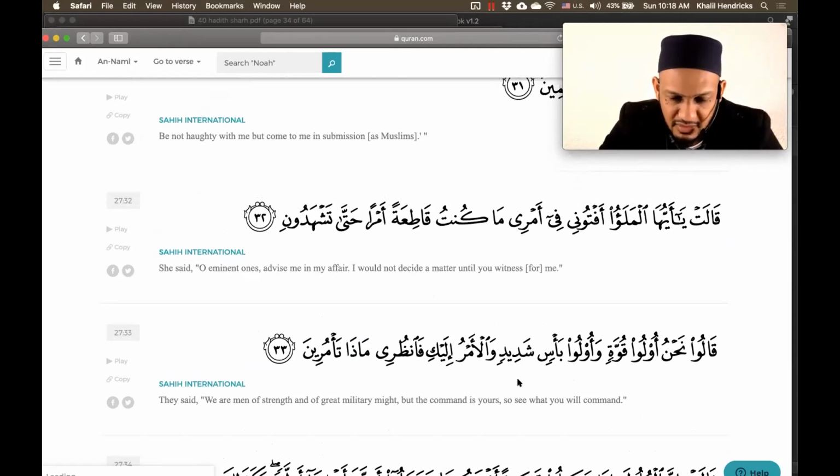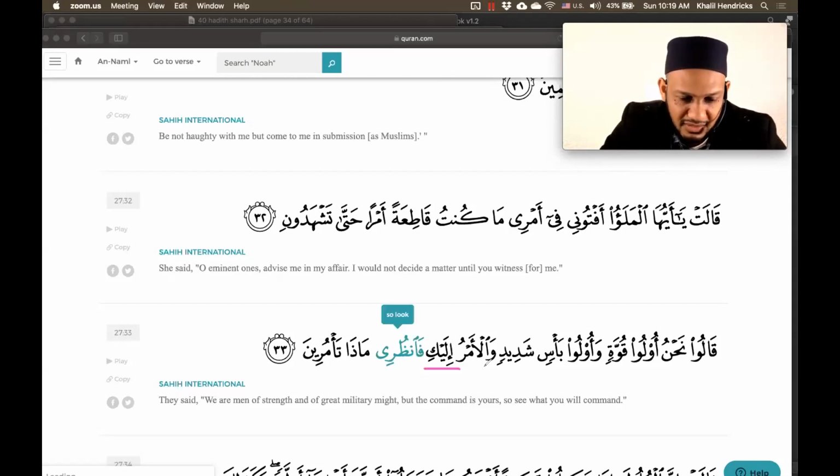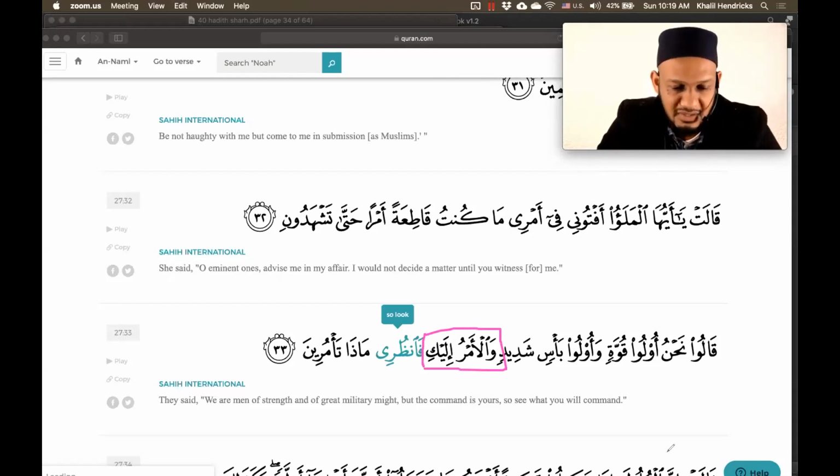So they said, qalu, nahnu ulu quwwatin. Ulu quwwatin is we are the possessors of strength, of might. Wa ulu ba'sin, also strength, might, shadidin, severe might. Wal amru. Sheikh, which number are we doing? We're doing number 16. So we're looking at only this one part here, even though it's part of a bigger verse. Number 16 is wal amru ilayki.